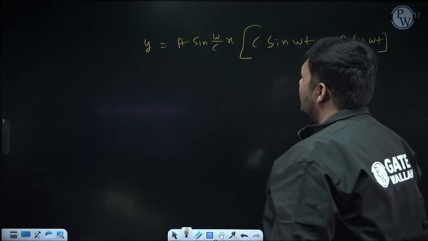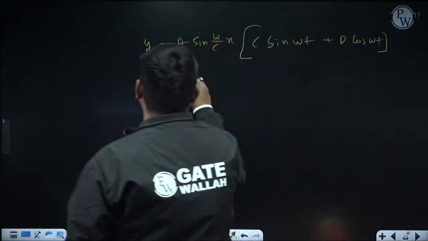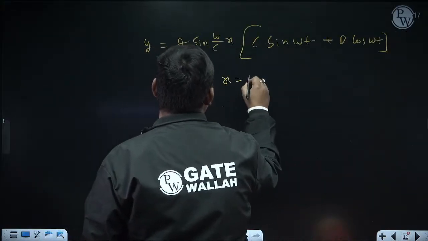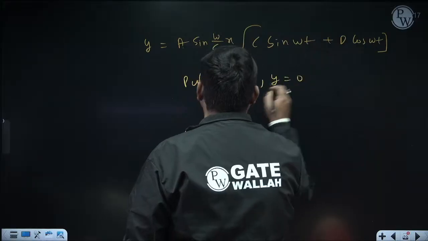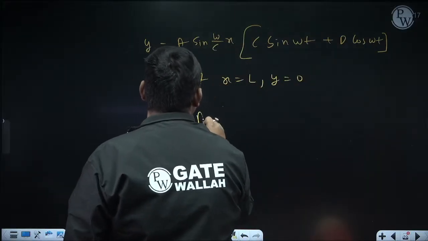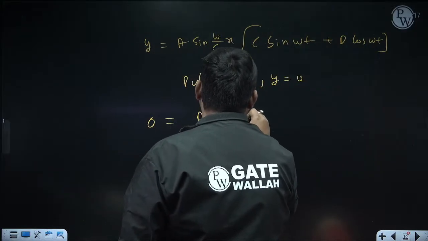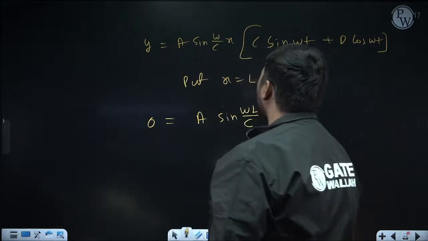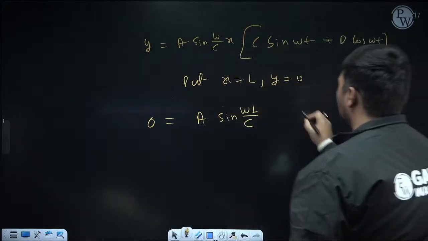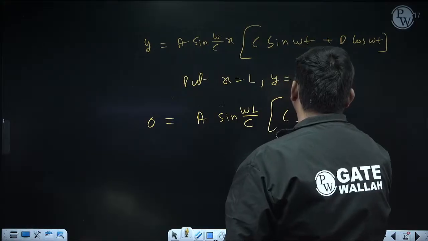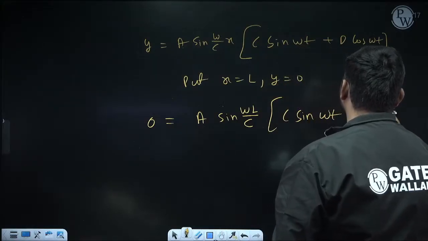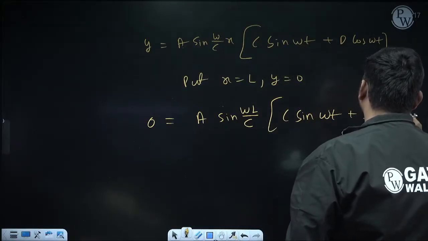Now I am putting the second boundary condition. What I am putting? Put x equal to L and y equal to 0. So this part is 0. A sin(ωL/C), because x equal to L, right? Times C sin ωt plus D cos ωt.